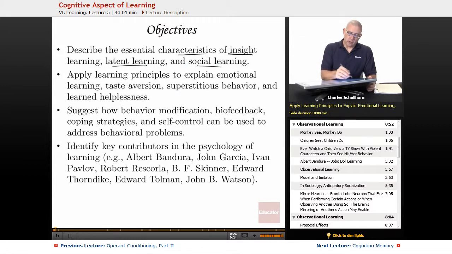We're going to be looking at learning principles to look at all these various things, including superstitious behavior and learned helplessness. We're going to be looking at how behavior modification, biofeedback, coping strategies, and self-control can be used to address behavioral problems. The coping strategies and behavioral control we'll find in another unit. And then we've already looked at almost every one of these individuals. This particular unit, we're going to be looking at Bandura and Rescorla.